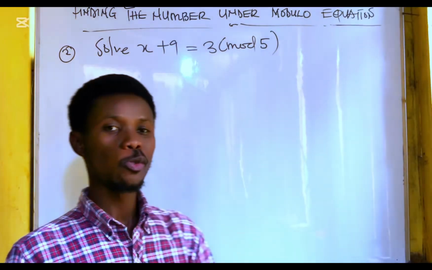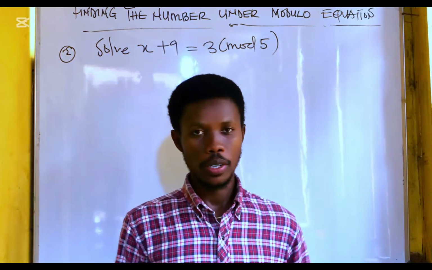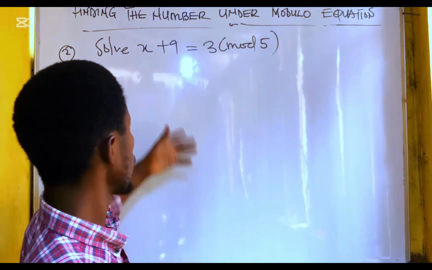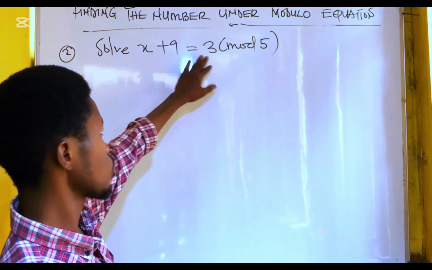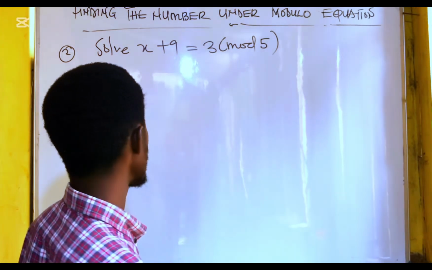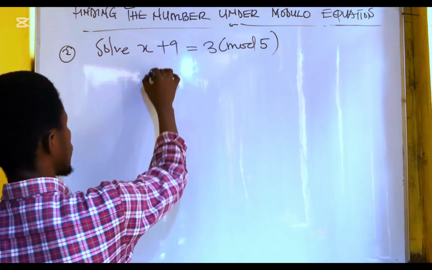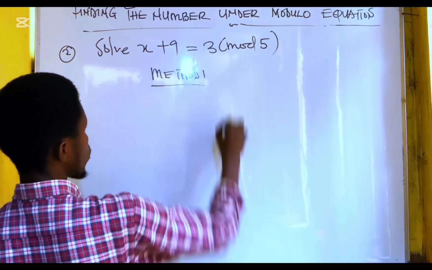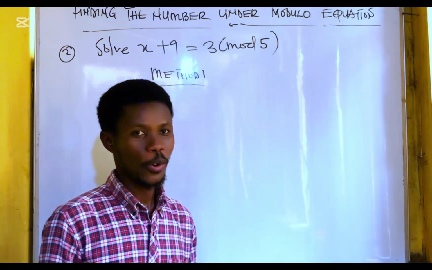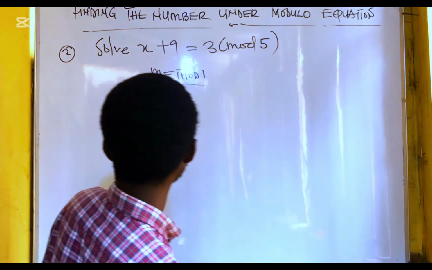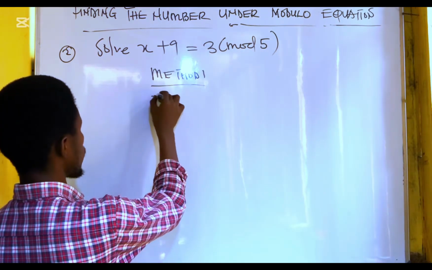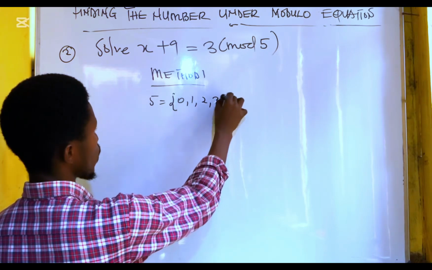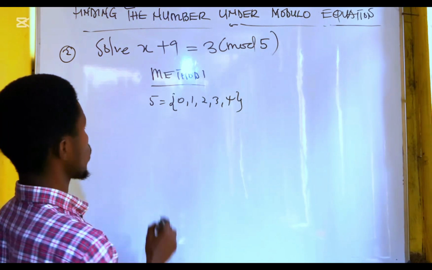Okay, so example 2. You have to solve x plus 9 equals 3 mod 5. So which number will I add to the 9 to give me 3 under mod 5? So here, method 1. But in an exam, don't go and write both methods, just use one of them. So here, you know that this is mod 5. For mod 5, the numbers will be 0, 1, 2, 3, 4. Is that okay? So we are going to test.